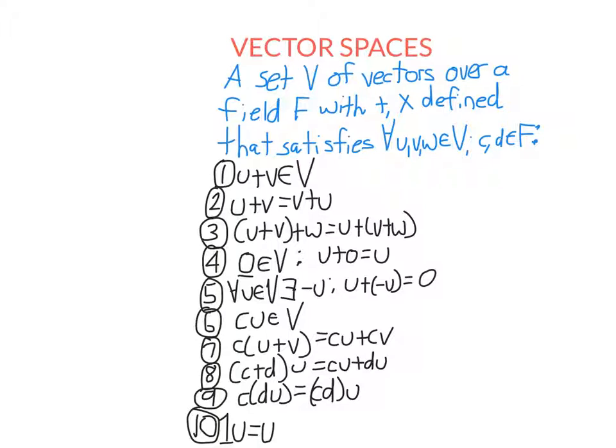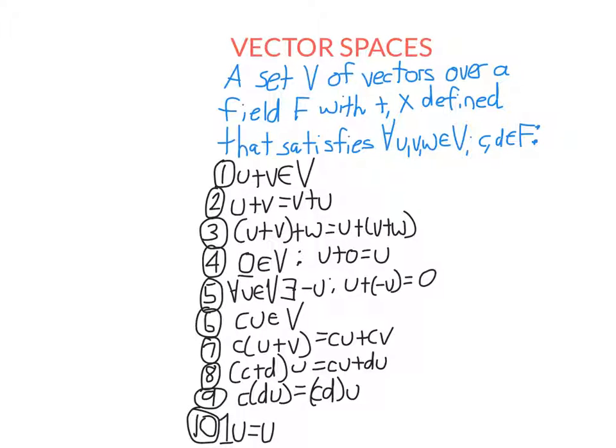We've been using the field of real numbers, but of course we could use the field of rational numbers or complex numbers instead. And for the vector space to exist, we need to define two operations, vector addition and scalar multiplication. And we need that set of vectors to satisfy 10 axioms that are listed on your screen. So the idea here is that a set of vectors forms a vector space if vector addition and scalar multiplication basically works the way we're used to in R2 and R3.